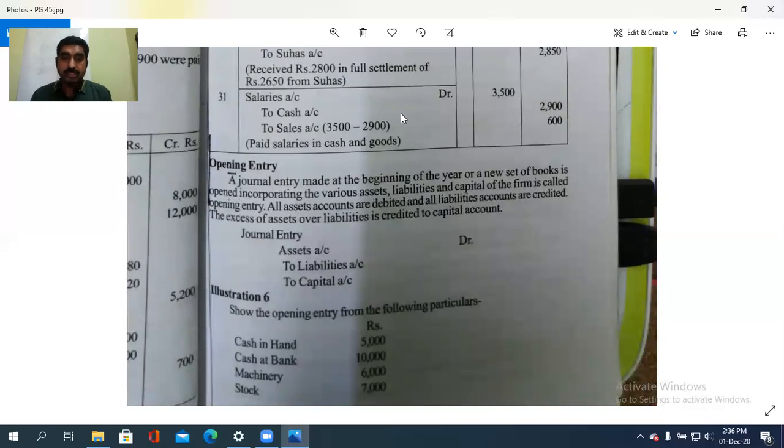A journal entry made at the beginning of the year, or when a new set of books is opened, incorporating various assets, liabilities, and capital of the firm is called an opening entry. All the asset accounts are debited and all the liabilities accounts are credited, and the difference between the assets and the liabilities, the excess, should be credited to the capital account.